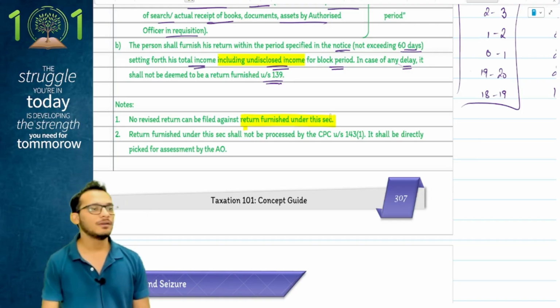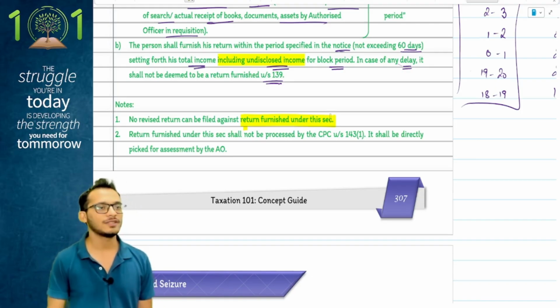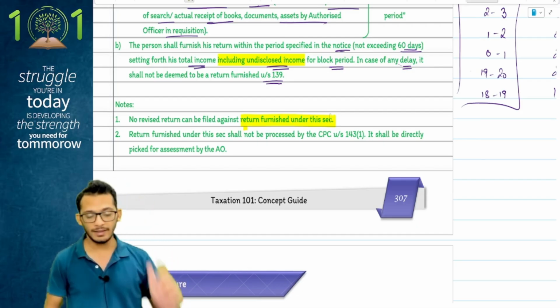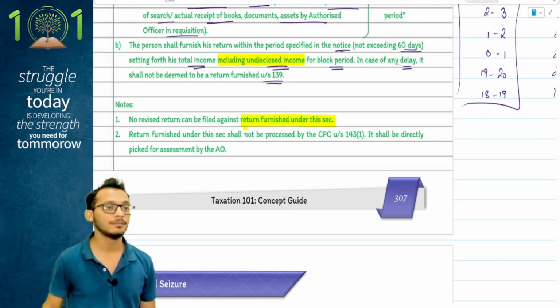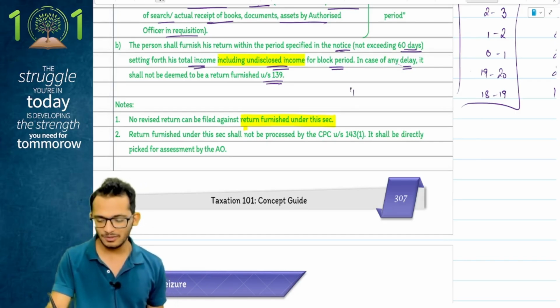People, in this whole income tax, what are the cases where you cannot file a revised return? Obviously, block assessment. Next.